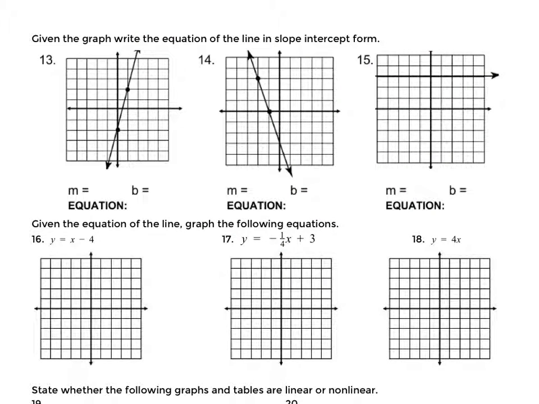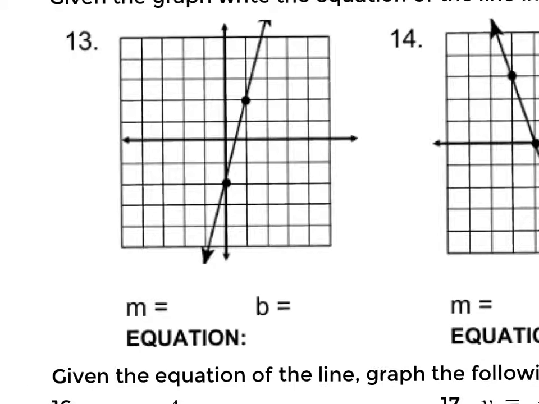Lucky number 13. Given the graph, write the equation of the line in slope-intercept form. The 2 points have been placed for you. So let's break it down and let's figure out first off what our y-intercept is. Remember, this is the y-axis. Where does the line cross the y-axis? Well, right here. If this is 0, 0, that means that your y-intercept is negative 2.